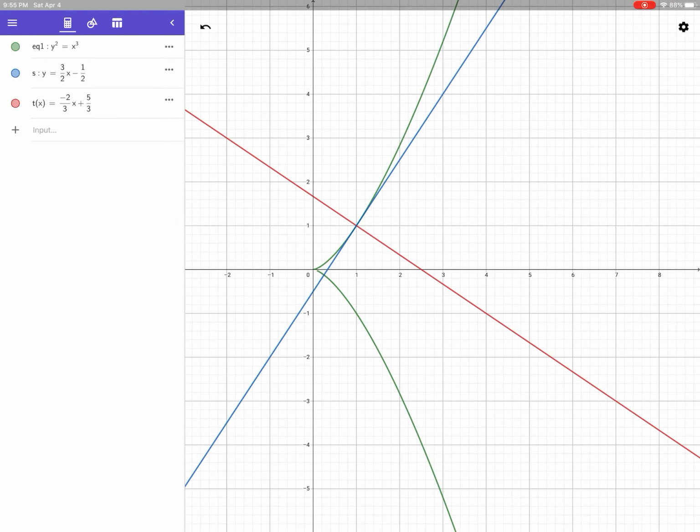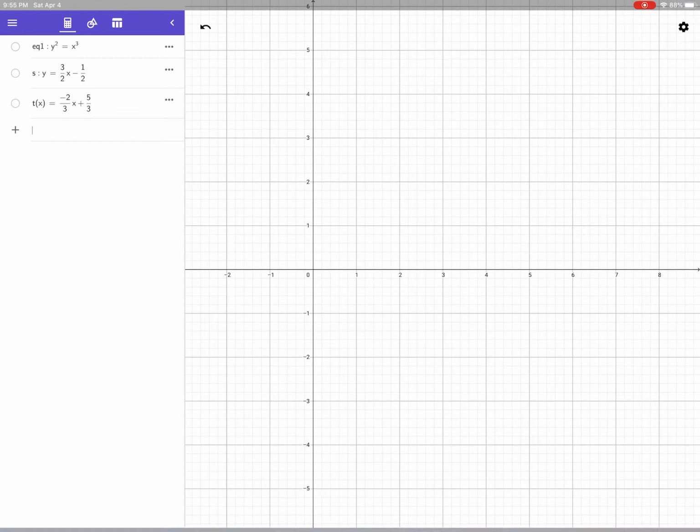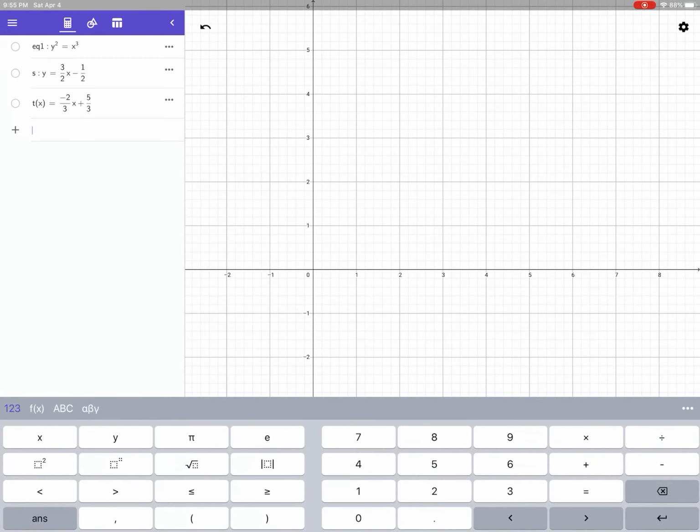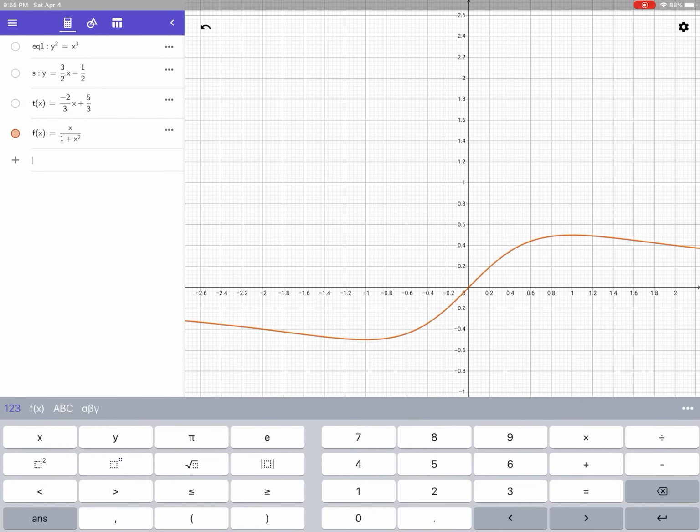And go ahead and go to the graphing calculator, get these guys out of here. And then we're going to put in our function, which was x over 1 plus x squared. There's our serpentine function. And then we are looking at the point 3, comma 0.3.